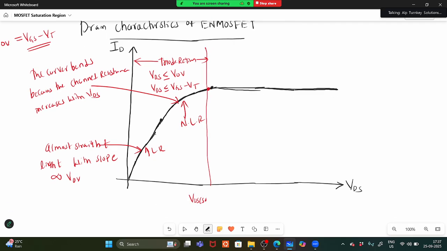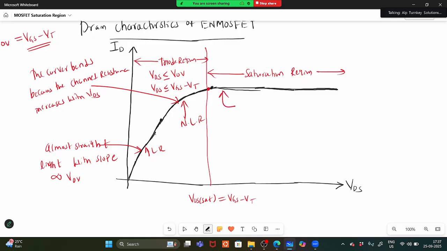VDS sat is the pinch-off point. This is what? VGS minus VT. Okay. So both the linear region and non-linear region we call as which region? Triode region. Okay. And this is the saturation region.